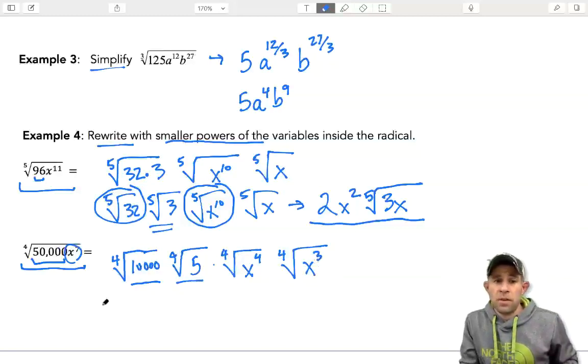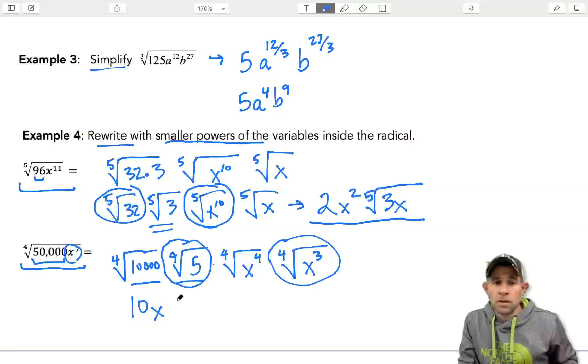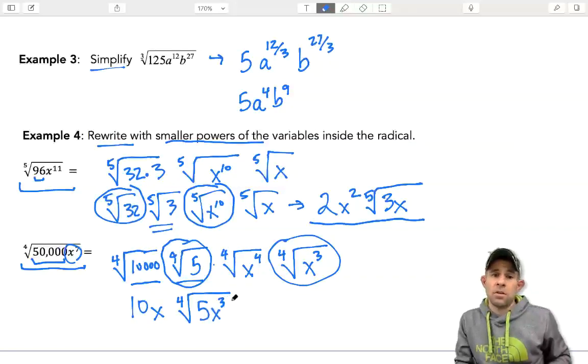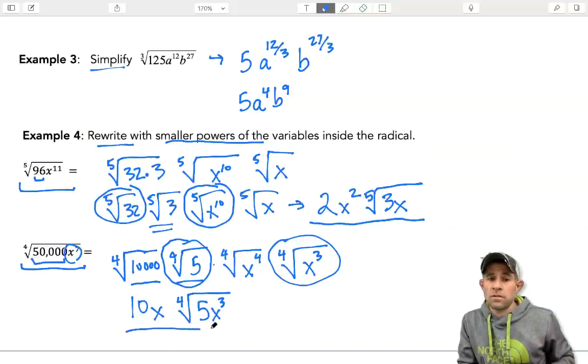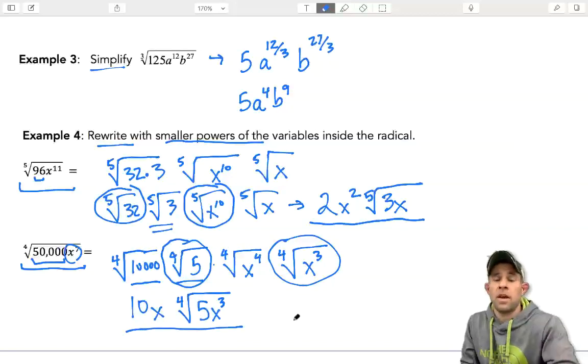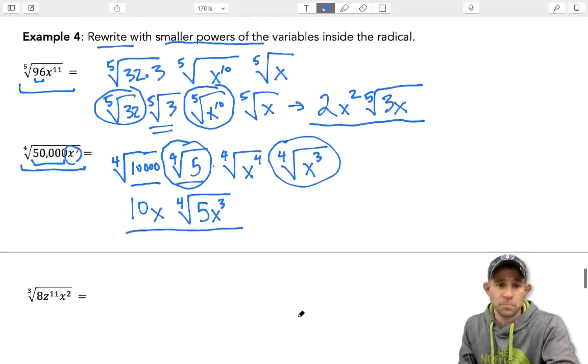So our final simplification here, the fourth root of 10,000 is 10. The fourth root of x to the fourth is simply x. However, the fourth root of 5 and the fourth root of x cubed need to stay under that fourth root, and we can put them back together to say the fourth root of 5x cubed. So our final simplification is 10x times the fourth root of 5x to the third.